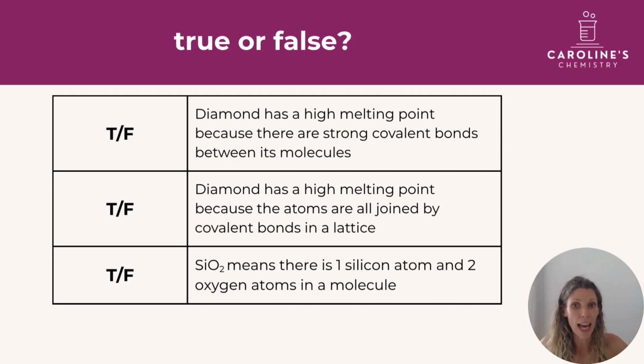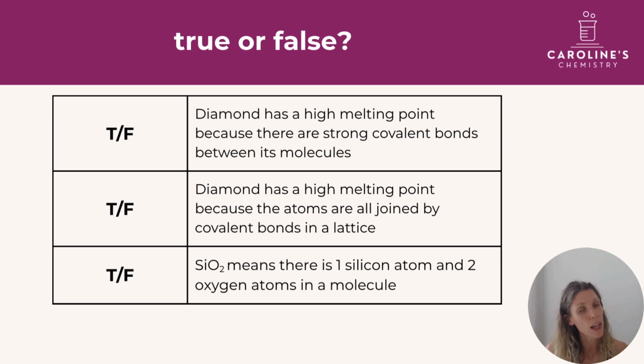So we could say, right, let's just substitute the word molecules for atoms. But remember, there's another thing here as well, because it doesn't matter if we have strong covalent bonds if we didn't have to break them. So that is missing, and we need to add that in to make this statement true as well.